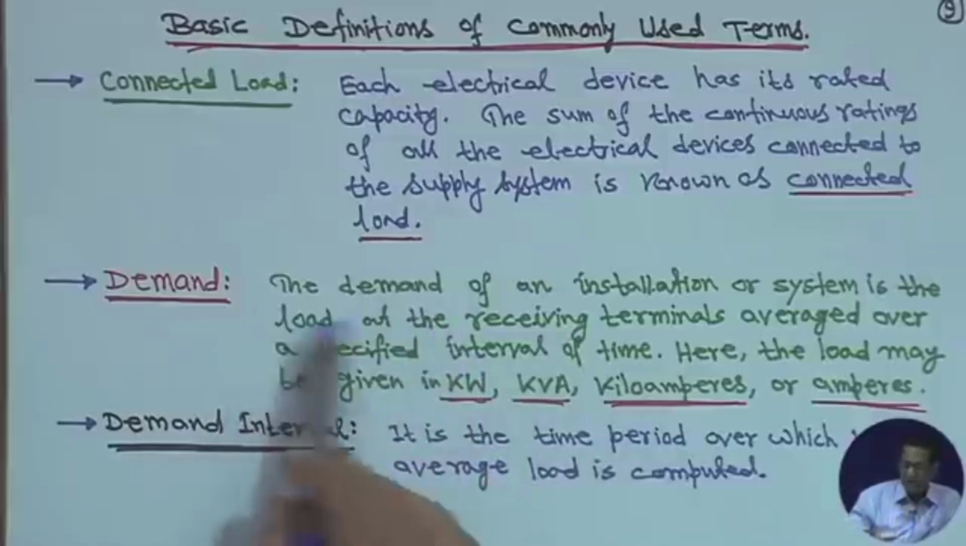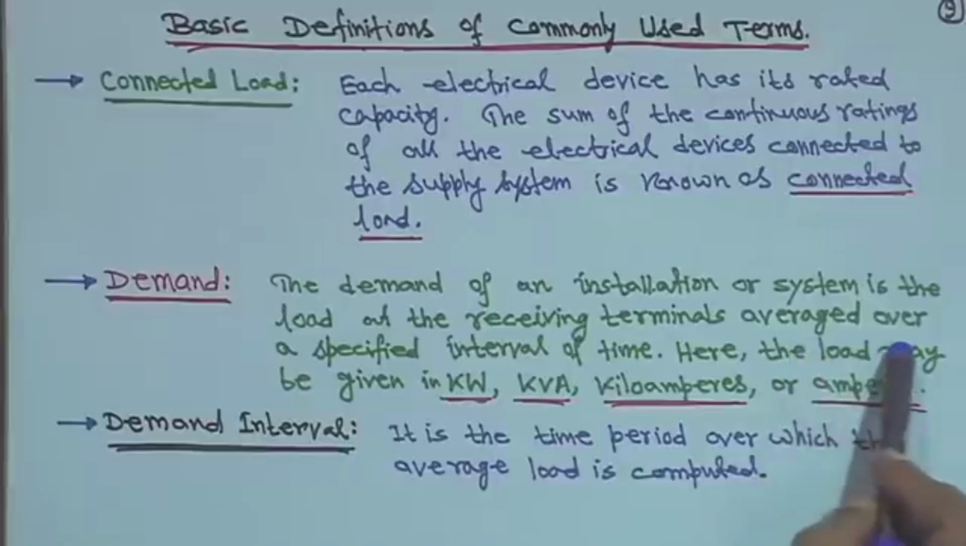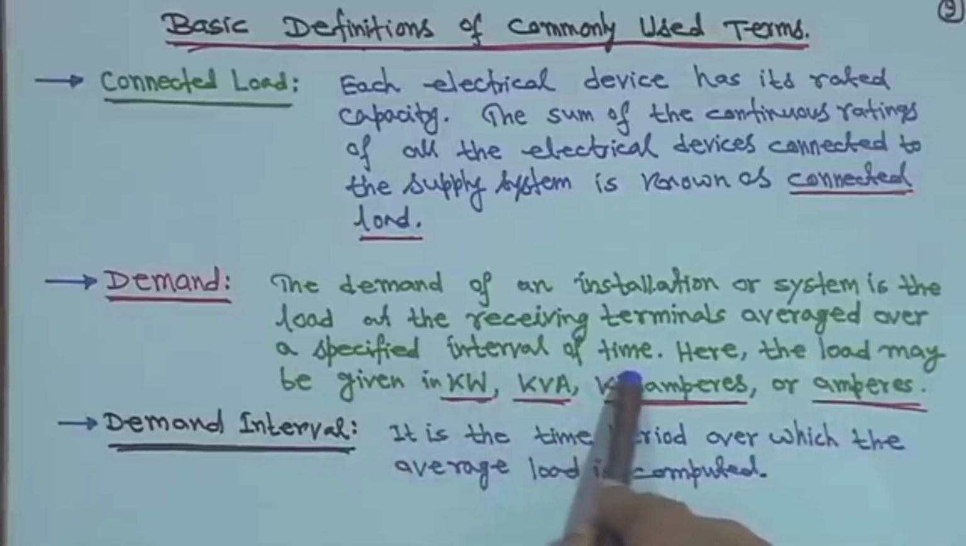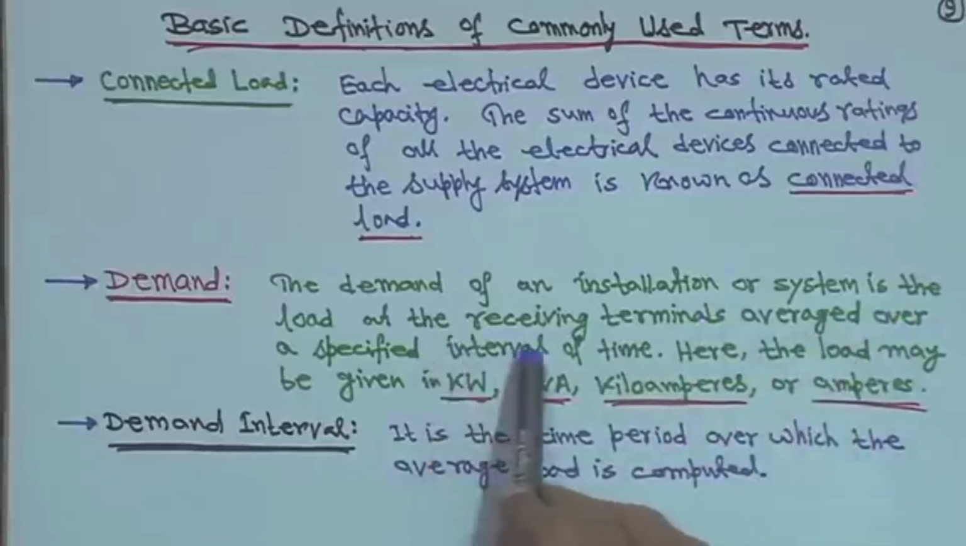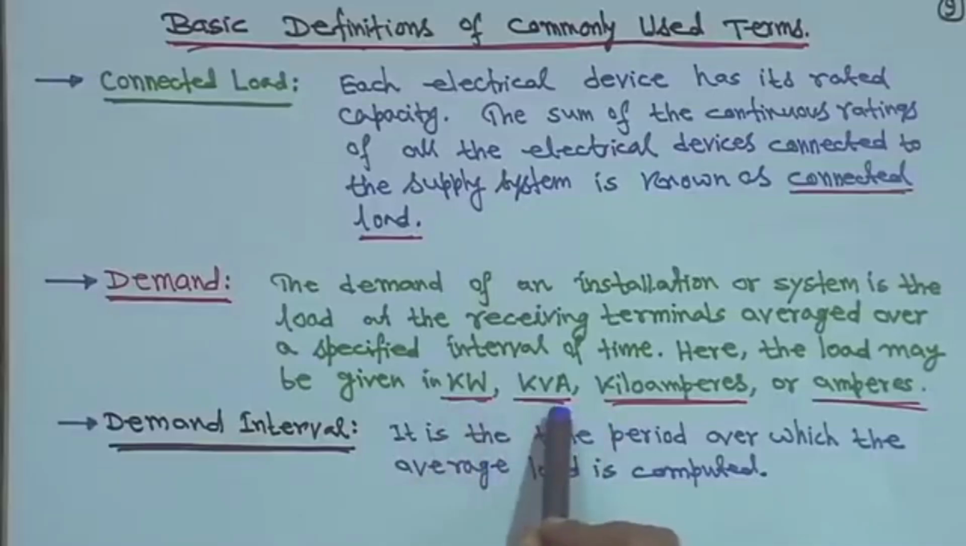Then demand. The demand of an installation or system is the load at the receiving terminals averaged over a specified interval of time. That means you have some time definition, take the load at every hour or every half hour, and then average it over a given interval of time. The load may be given in kilowatt, kVA, or amperes, but generally in power systems we mostly define kilowatt or kVA.